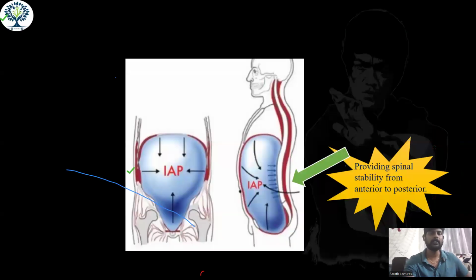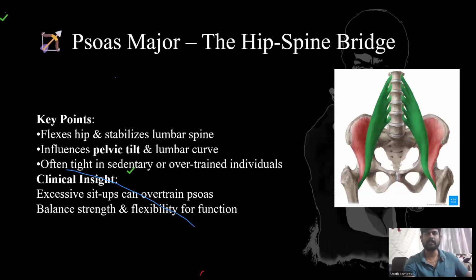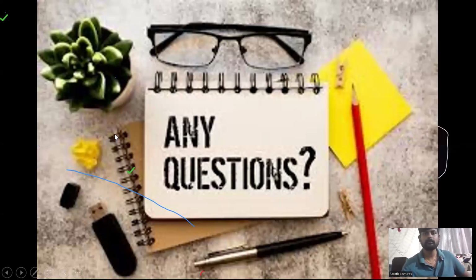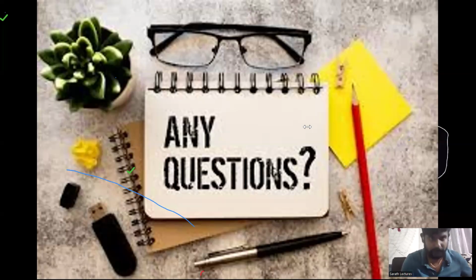Now everybody got the point? If everybody is clear, you can type C in the chat box. Became more stable, connects vertebra to vertebra, it will not collapse. Yes, very good, very good. Clear answers. Good.